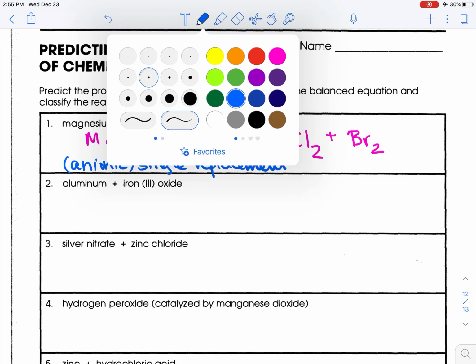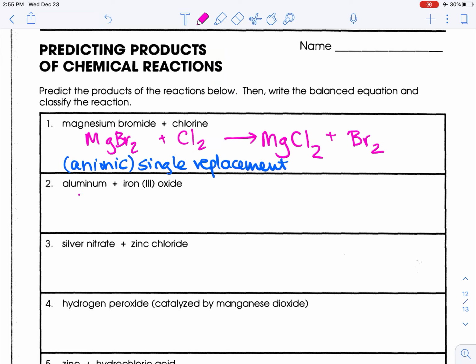Okay, great. Next one, aluminum, Al. Iron Roman numeral 3 oxide. So iron Roman numeral 3 means iron plus 3. Oxygen is a minus 2. So you crisscross, you get Fe2O3. And then, of course, you get rid of the charges. And then you say, okay, which kind of reaction are we dealing with? I see a singleton and a compound. Aluminum is a metal. So I go to reference table J. I'm thinking it's a single replacement.